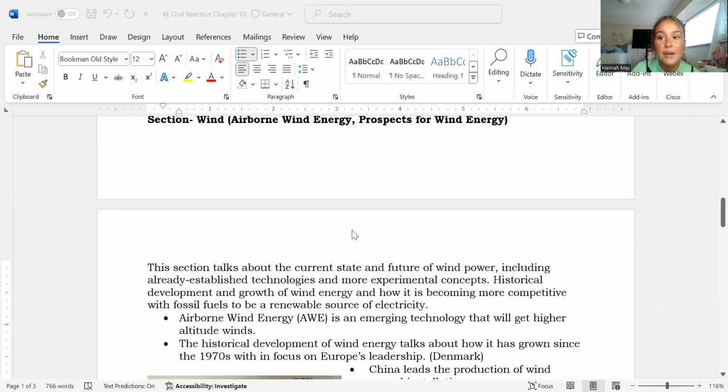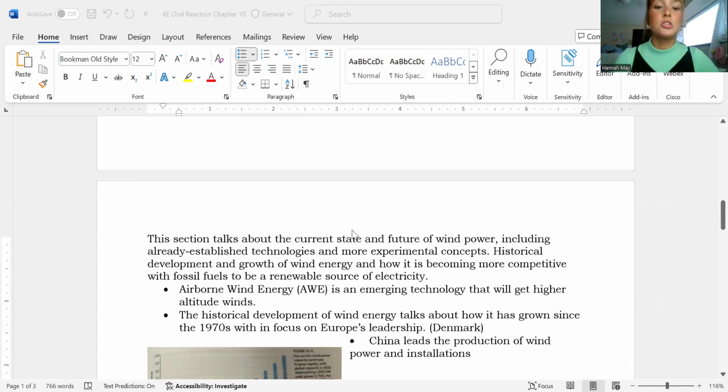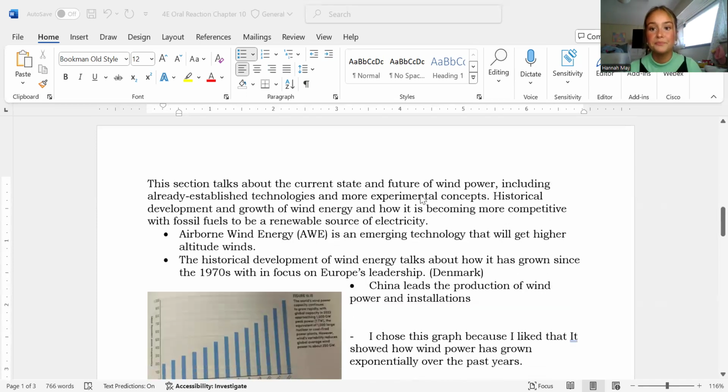The last half of this section on wind talks about the current state and the future of wind power. It includes the already established technologies, but most of these are just concepts right now, and they're in the development stages. It also covers the historical development and growth of wind energy and how it becomes more competitive with fossil fuels as a source of electricity. That brings us to AWE, or airborne wind energy. This is an emerging technology that can get to the higher altitude winds.